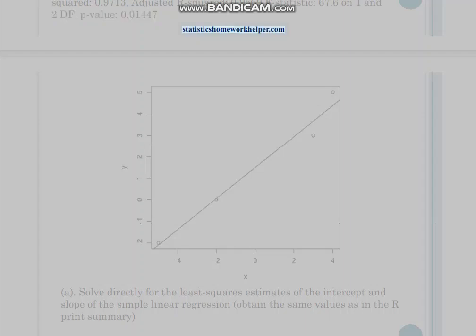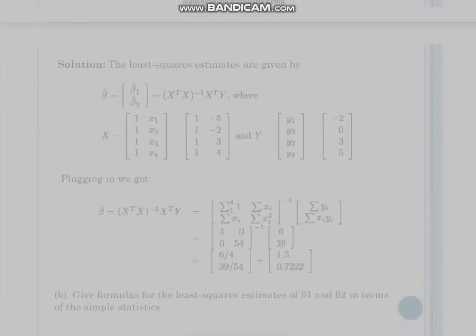A. Solve directly for the least squares estimates of the intercept and slope of the simple linear regression. Obtain the same values as in the R print summary. Solution. The least squares estimates are given by plugging in the data, and we get the values.